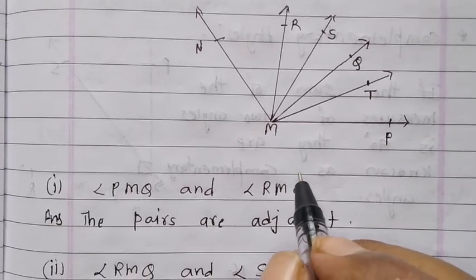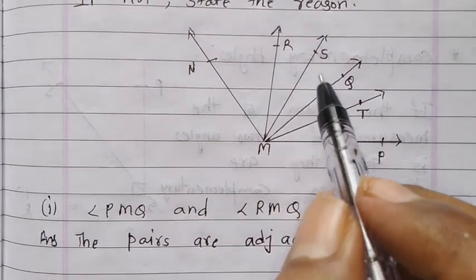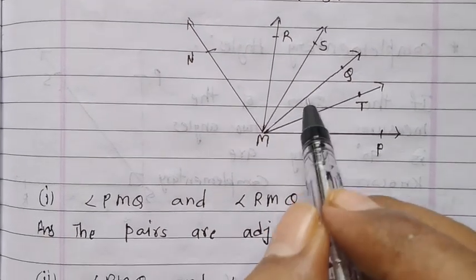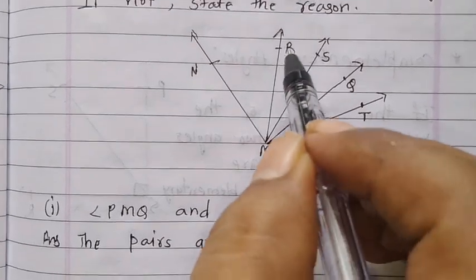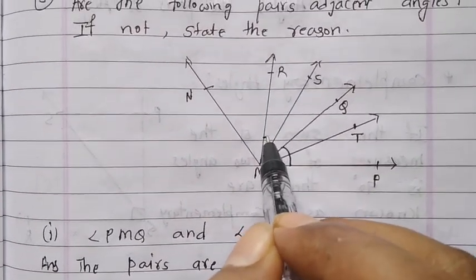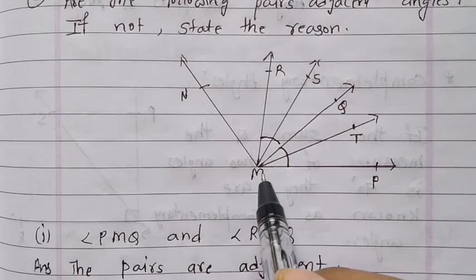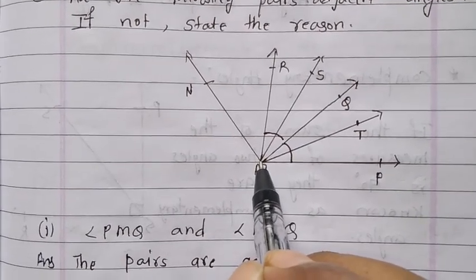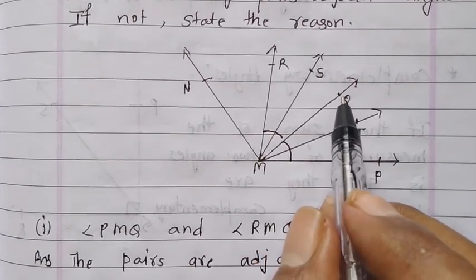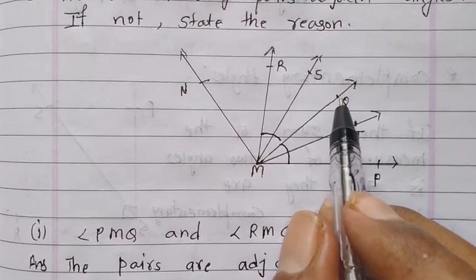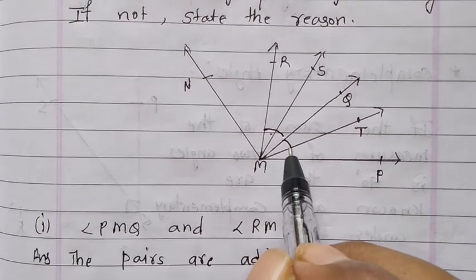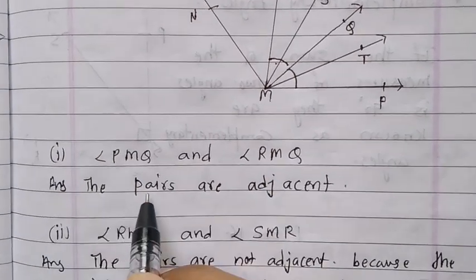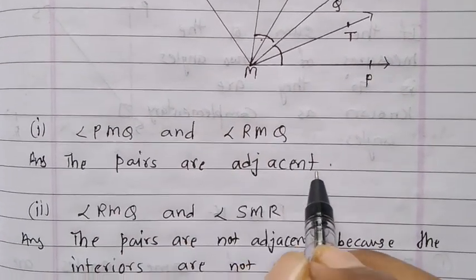Now we have to see in the diagram angle PMQ, this angle, and angle RMQ, this angle. Now what is there? M is the common vertex and MQ is the common arm. So that means these two angles are adjacent angles. So right here the pairs are adjacent.